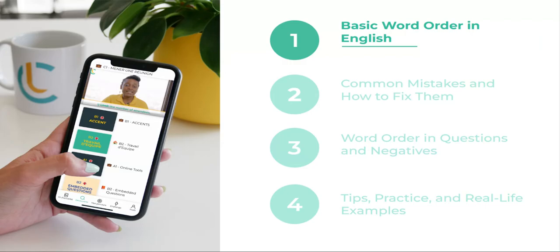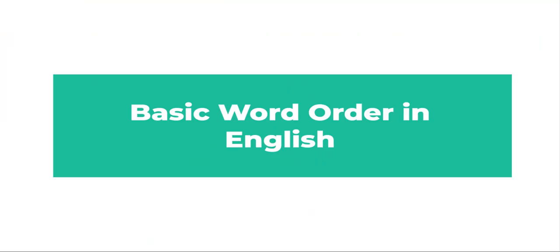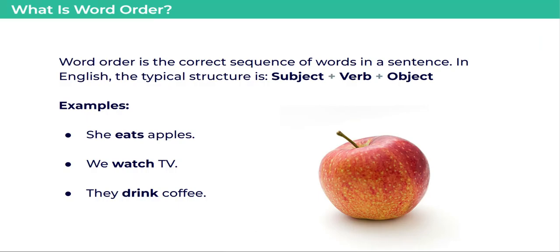In tonight's conference, we are going to cover 4 subjects. The first one is basic word order in English. The second, common mistakes and how to fix them. Number 3, word order in questions and negatives. And finally, tips and practice and real life examples. So let's begin with basic word order.